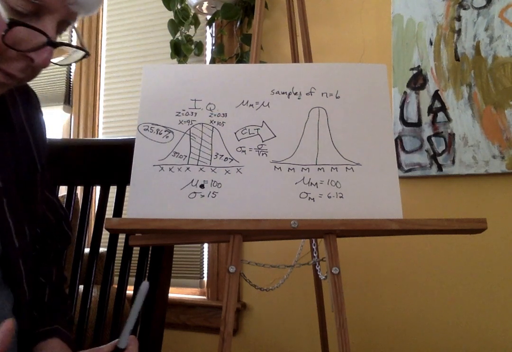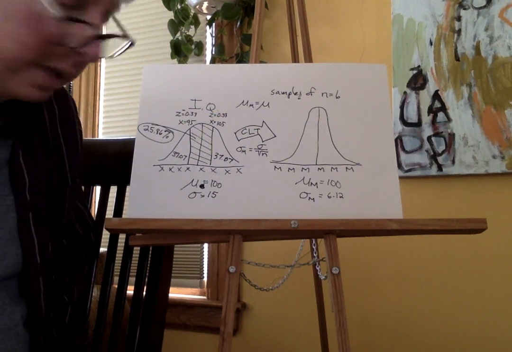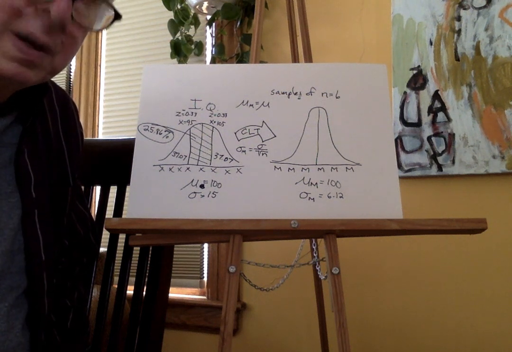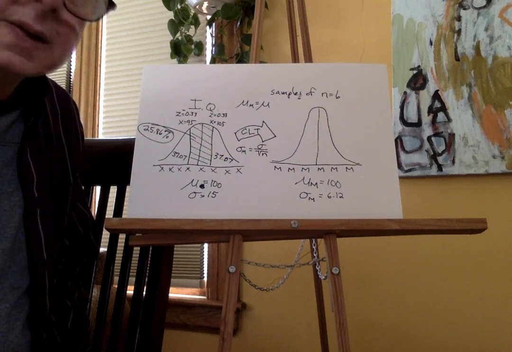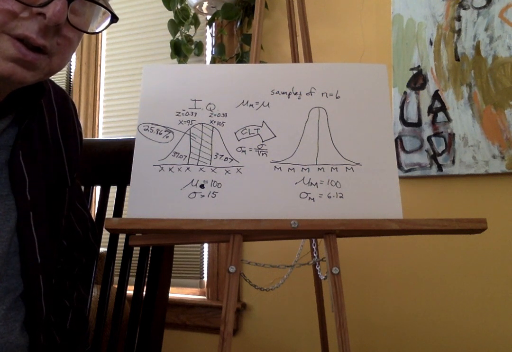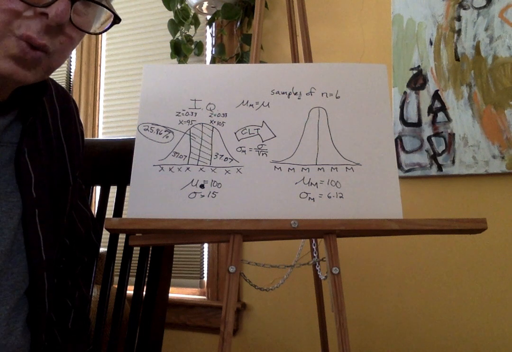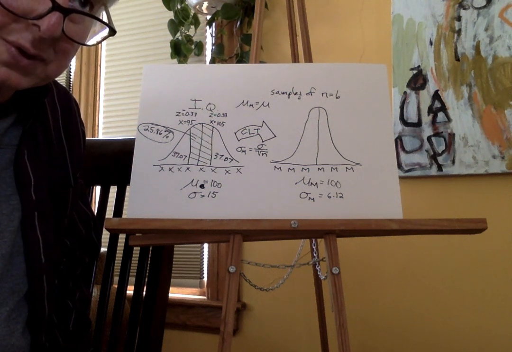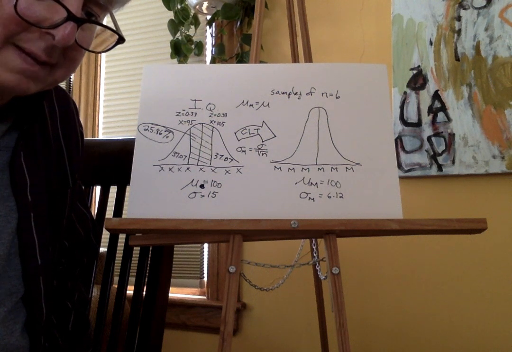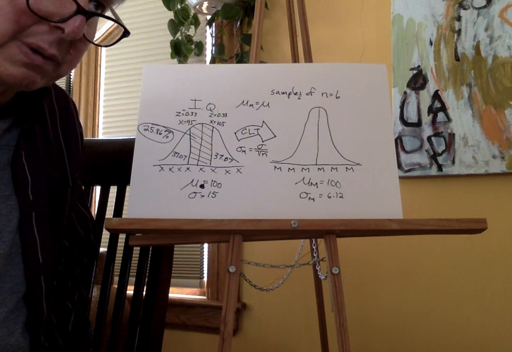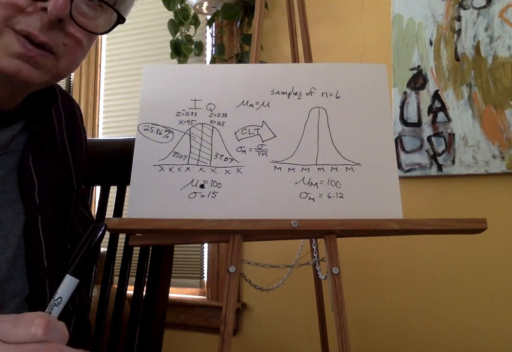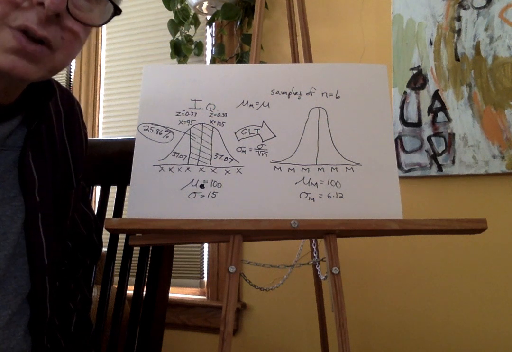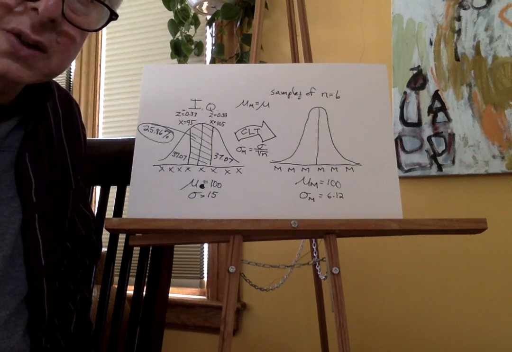Now, let's think this through a little bit. Second part of the question here, what's the probability that we would get a sample of 6 whose average is within 5 points of the average for all the samples? Let me say that again. What would be the probability that we would get a sample of 6 people that would be within 5 points of the average for all the samples of 6?